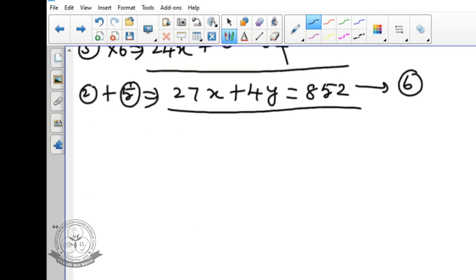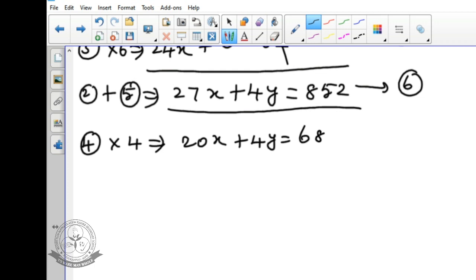This is equation number 6. Whatever new equation you get, you have to give it a name. Up to now we have 6 equations. Next, I am going to take equation 4 multiplied by 4. So we get 20x plus 4y equal to 684. This is equation number 7.